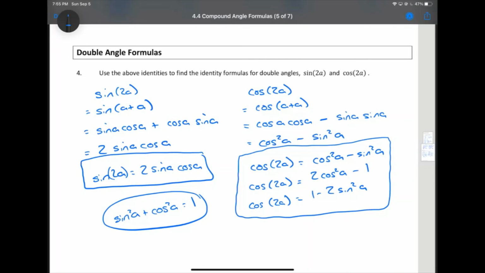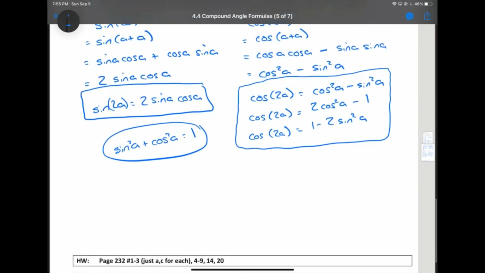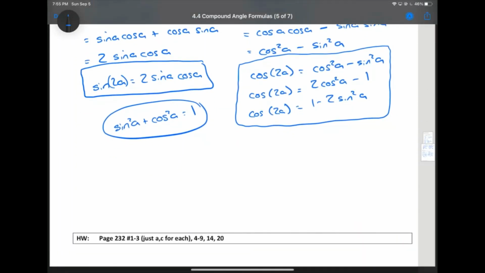Which one you use is really dependent on how you need to approach a problem when you're trying to prove a trig identity. If you see something that only has cos squared identities, maybe use the middle one. If you see one that only has sine squared, maybe try the bottom one. But really, it depends on the situation. There is no right or no wrong. So I'm going to stop there.